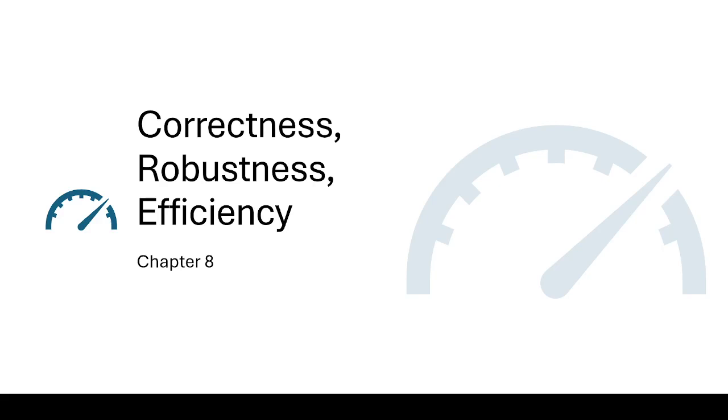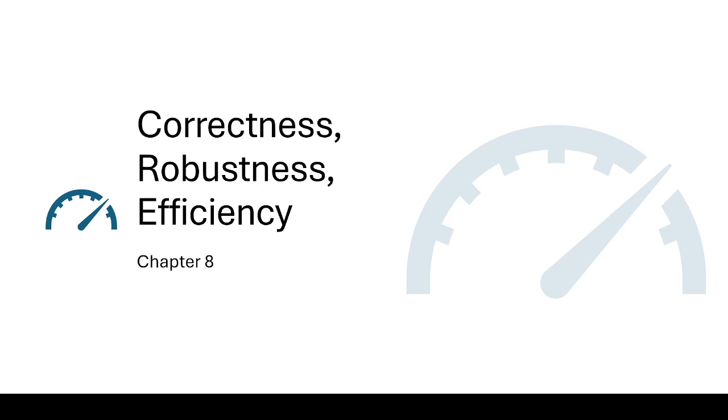Today we're diving into three essential qualities of good software: correctness, robustness, and efficiency. These principles guide us toward writing code that not only works, but works well, reliably, and performs as expected under different conditions. Correctness is our baseline. It's about ensuring our code does exactly what it's supposed to do.